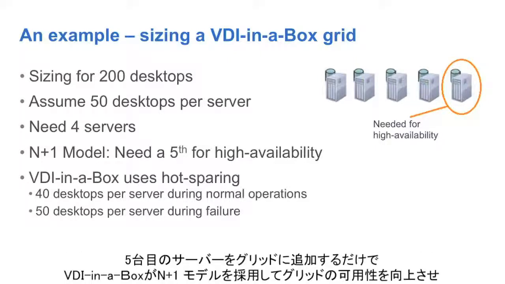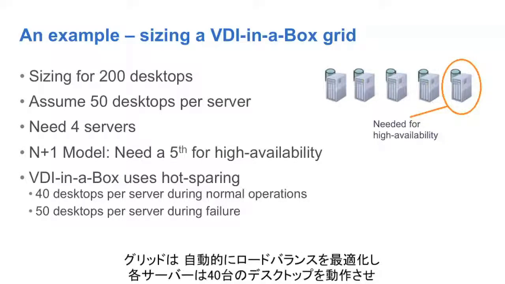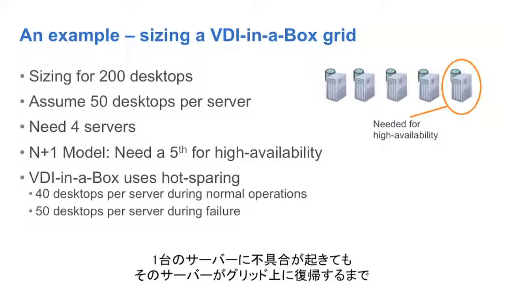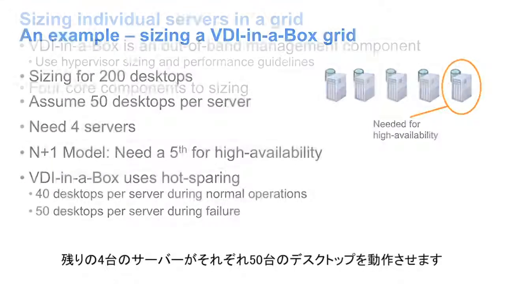To make this grid highly available, we simply add a 5th server to the grid, and VDI-in-a-Box will employ an N+1 model to achieve high availability, turning our new server into a hot spare. The grid will load balance automatically, resulting in 40 desktops running per server, and in the event of a server failure, the remaining servers will run 50 desktops each until the failed server is repaired and rejoined to the grid.